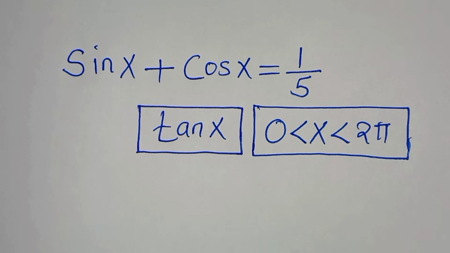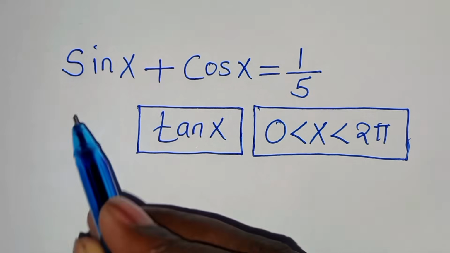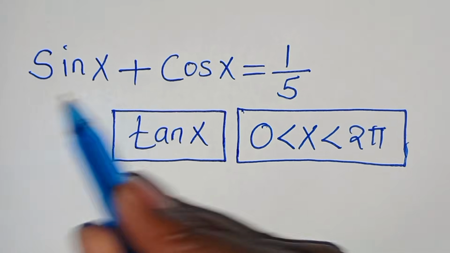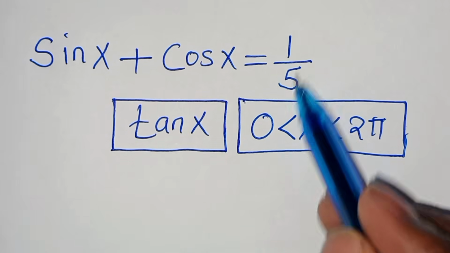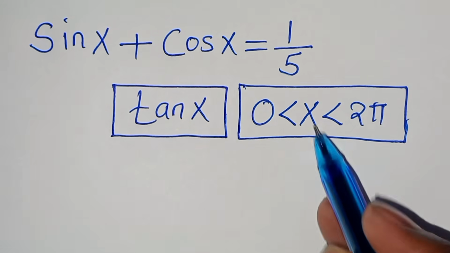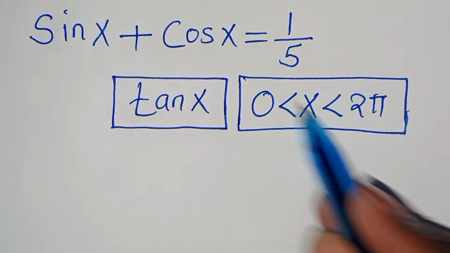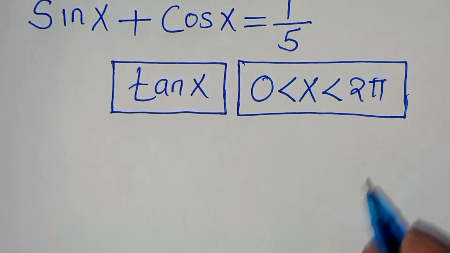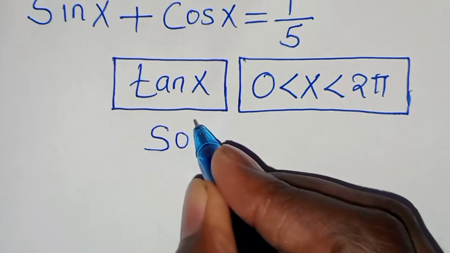Hello everyone, you're welcome to solve this nice trigonometry math problem, which is sin x plus cos x equal to 1 over 5. So what is the value of tan x, given that x ranges from 0 to 2 pi? Now, let's provide a solution from here.